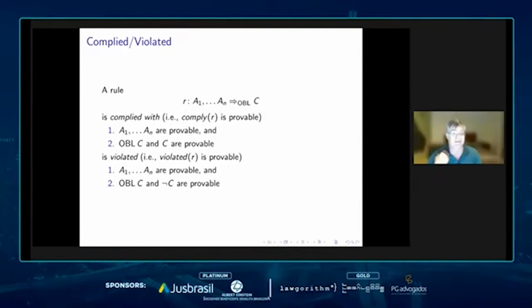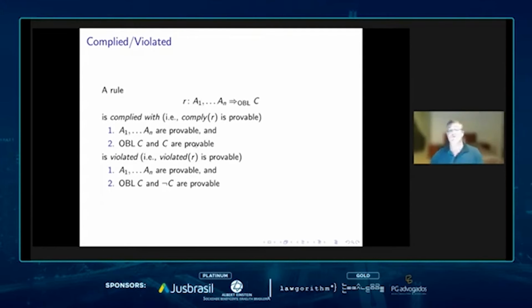Now, what about when we move to defining the conditions when a rule is complied with or violated? Well, first of all, the rule must be a prescriptive rule, and then we can say that a rule A1, ..., AN, prescriptive rule C, is complied with, and in the simple case, it's simple. We have that the condition to trigger the rule, the condition of applicability, is also provable, and since the meaning of the rule is to produce the obligation of C, to comply, we have that also C should be provable.